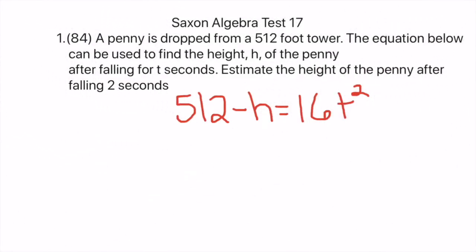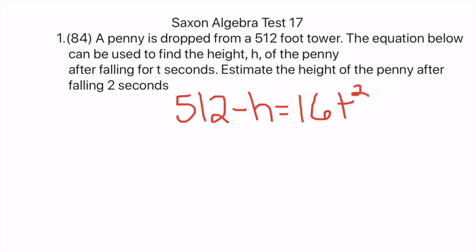Saxon Algebra Test 17. Number 1 is from Lesson 84, and it says a penny is dropped from a 512-foot tower. The equation below can be used to find the height, h, of the penny after falling for t seconds. Estimate the height of the penny after falling for 2 seconds. So really, this one is just plugging in a number into an equation using your order of operations and solving.